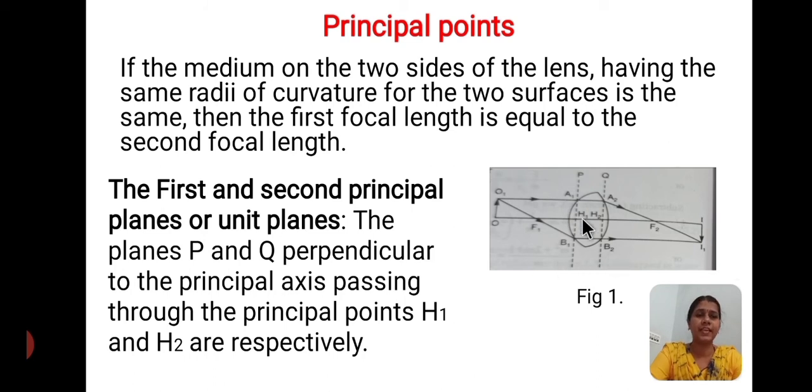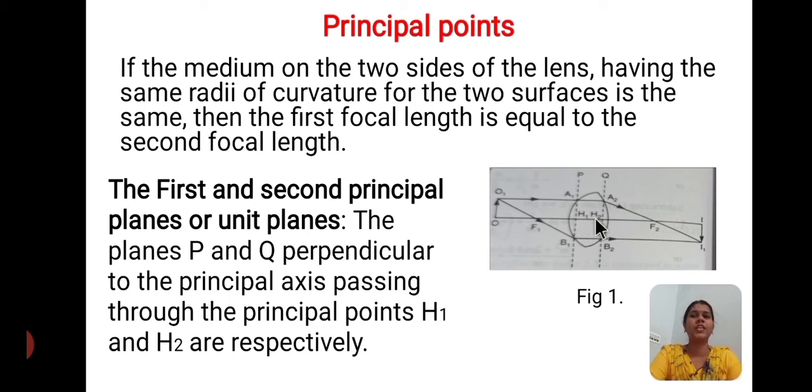Again let us consider the same figure, continuing with the first figure. First and second principal plane. Another name for this principal plane is the unit plane here. So in this figure let us consider the planes P and Q. These dashed lines are the planes P and Q, and these planes are perpendicular to the principal axis. These planes P and Q are passing through which points? Principal points H1 and H2.